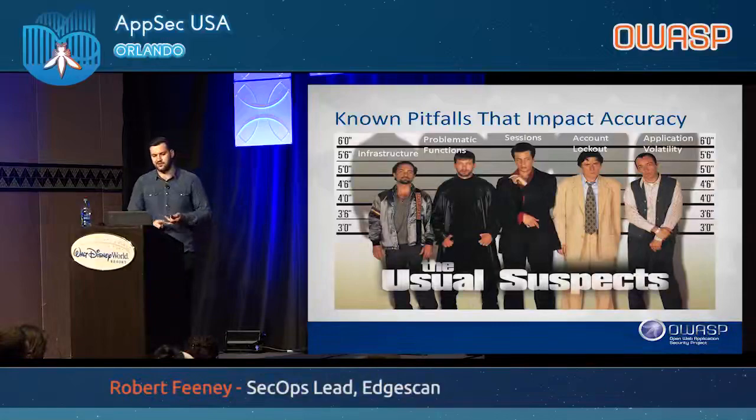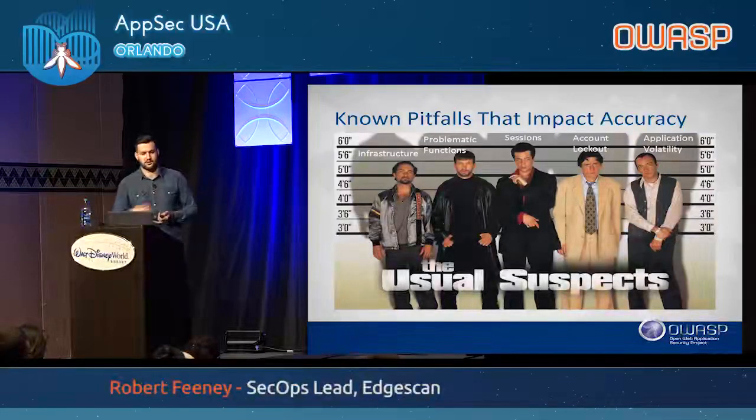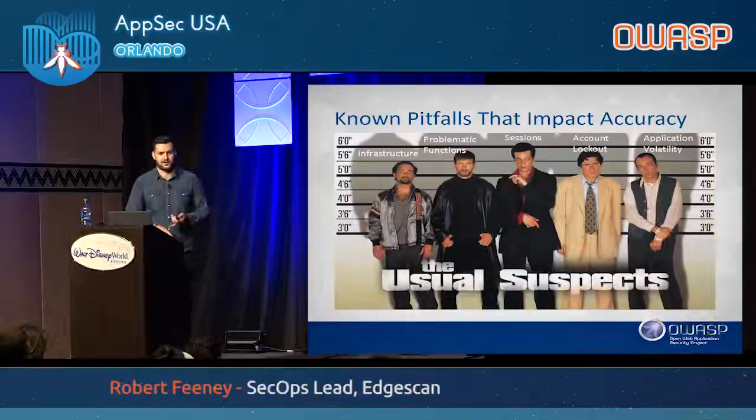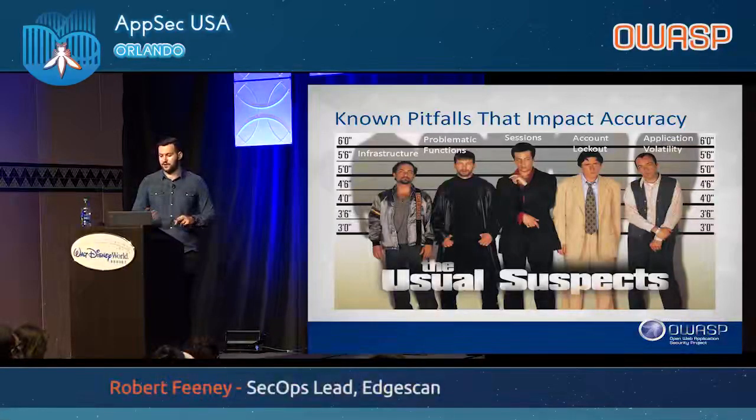Problematic functions, so functions like contact us pages, where you'll scan that and it'll create thousands of database entries in some poor support email address. Change passwords or a logout button. If you scan a logout button, then you're going to invalidate your session and you'll have to relog back in every time. Sessions are one of the biggest things that web application vulnerability scanning tools have to deal with.